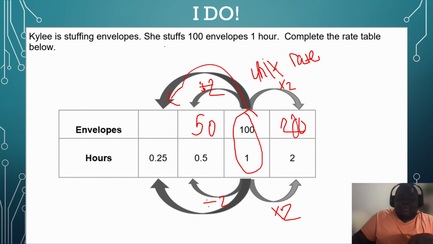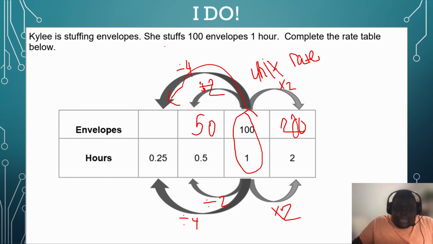Right. Let's go back to our unit rate and let's look here. How do we go from 1 to 25? Well, how many quarters are in a dollar? 4. So 4 quarters are in a dollar, so we're going to have to divide by 4. Whatever we do to the bottom, we do to the top. 100 divided by 4 is what? How many quarters are in a dollar? 4. But how much is a quarter worth? 25.